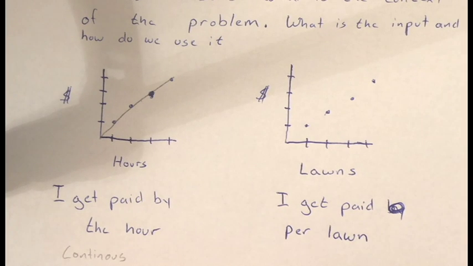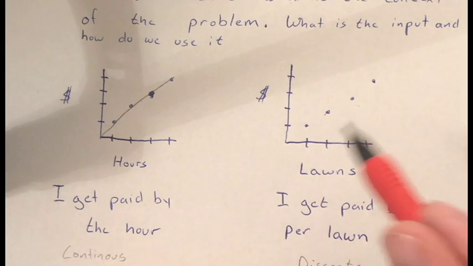Now let's look at this. I get paid per lawn. Well, if I go and mow a lawn and I only mow half of it, will somebody pay me? No, because I didn't finish mowing their lawn. I get paid if I mow their entire lawn. So that would make this a discrete function. In order for me to get paid, I must mow the entire lawn.